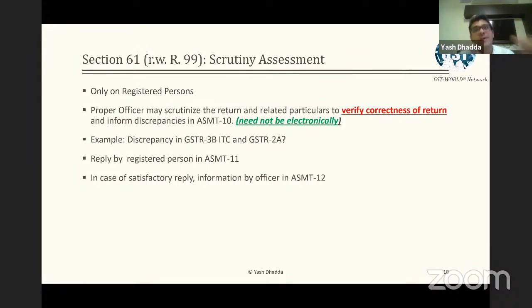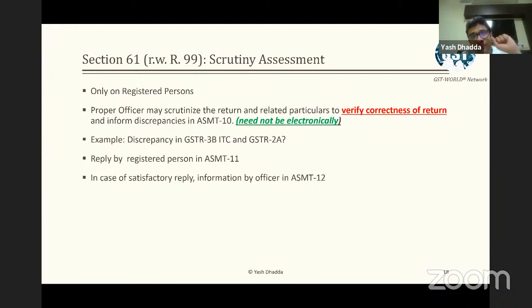Section 61 in fact starts with the officer having to do some homework at his own desk. First, they need to do some work sitting at their desk. They have to see the return of a particular registered person, and obviously scrutiny assessment is for the scrutiny of a return. A return can only be filed by a registered person, and hence a notice under section 61 can only be issued to a registered person.